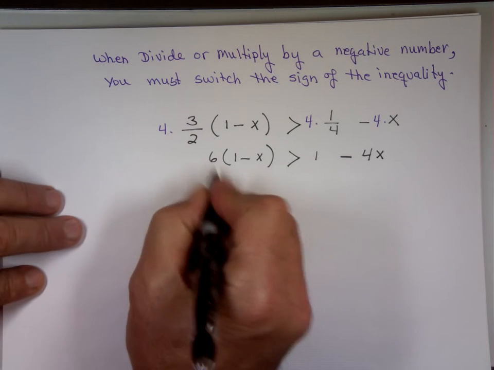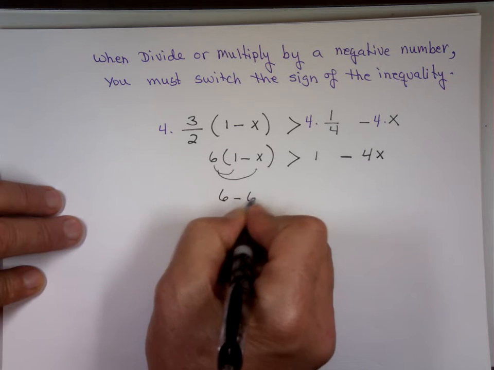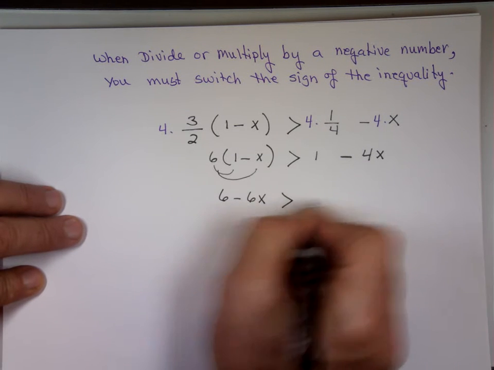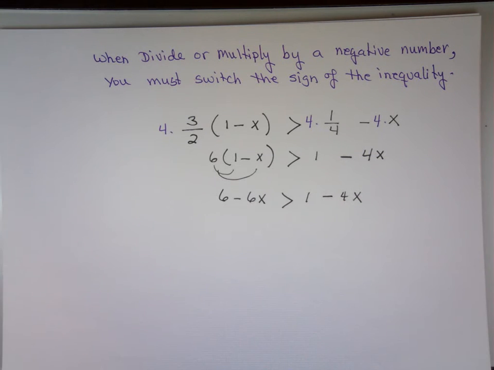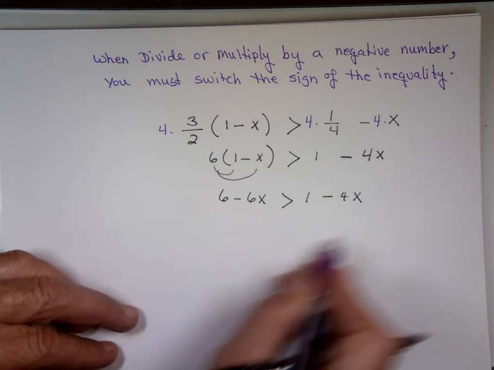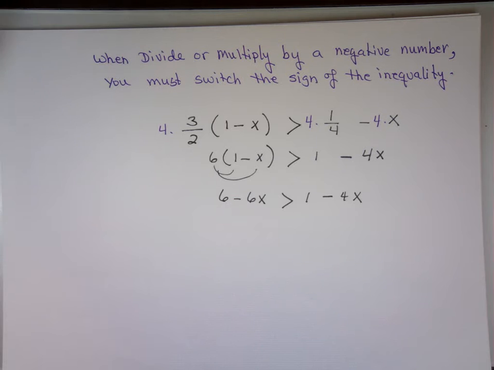Now I'll distribute that. 6 minus 6x is greater than 1 minus 4x. I want all the x's on one side. It really doesn't matter which side. I'm just a fan of the left side. Some of you, when they see this number bigger, they move that one there to make it positive. Should we have put the sign? Not yet. I didn't multiply by a negative number, right?